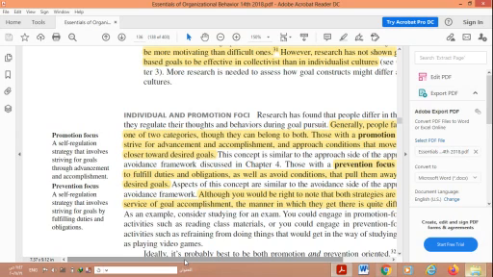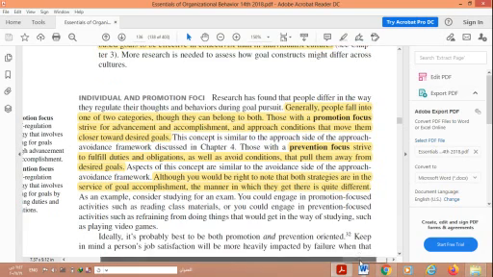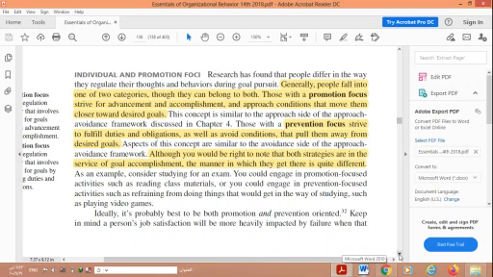The promotion focus means a self-regulation strategy that involves striving for goals through advancement and achievement, while the prevention focus means striving for goals by fulfilling duties and obligations. Although you would be right to note that both strategies are in the service of goal accomplishment, the manner in which they get there is quite different. When we read them, we feel both give the same result, strategies for striving for goals, but here it is based on advancements, accomplishments, or achievements, while here I follow the rules, duties, and regulations set by the organization. So there is quite a difference between each of them.